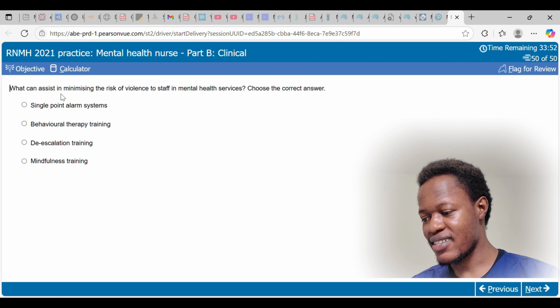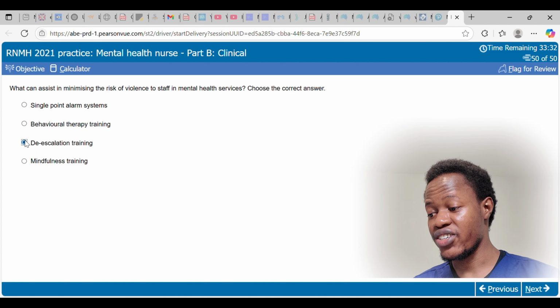What can assist in minimizing the risk of violence to staff in mental health services? Choose the correct answer. A says single point alarm systems. B says behavioral therapy training. C says de-escalation training. And D says mindfulness training. I think it is de-escalation training.